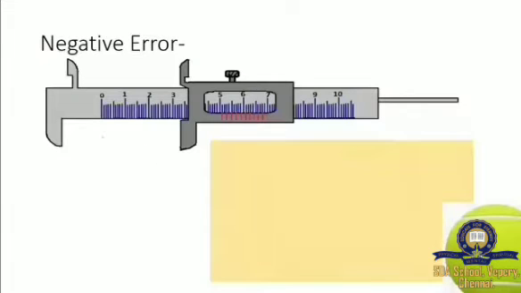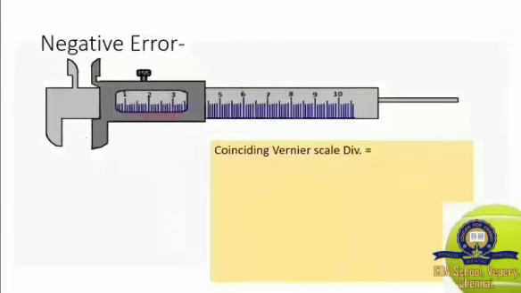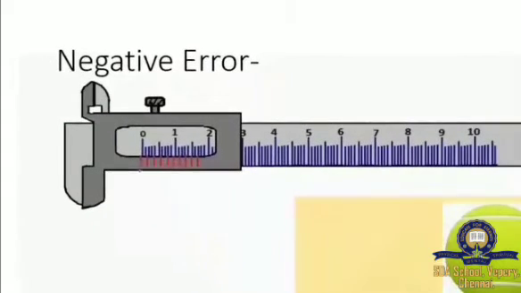Let's see the third case. First we will bring the two jaws together. Here you can see the zero of the vernier scale is at the backside of the main scale zero, to the left of the main scale zero. So if the vernier scale zero is either at the backside or to the left of the main scale zero, in both cases zero error is negative error.